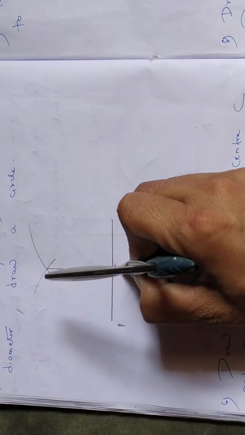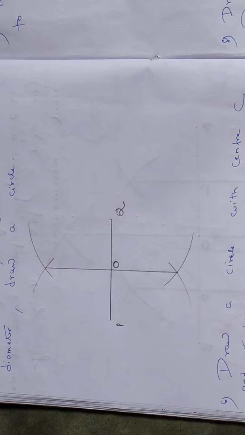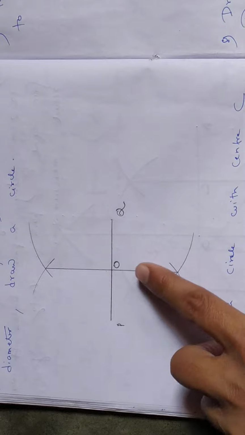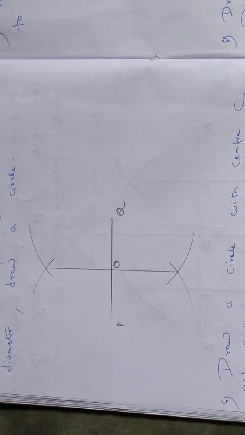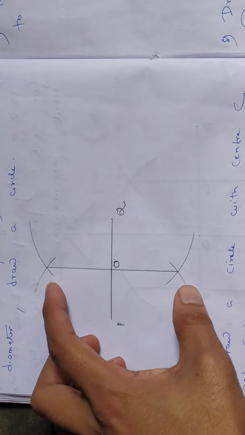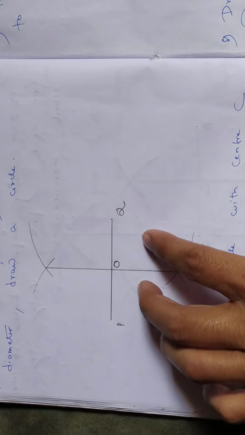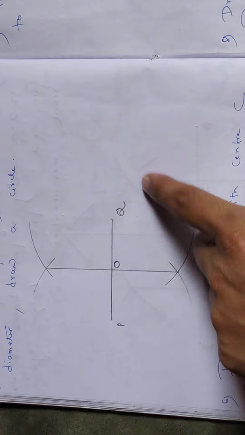This PO or OQ is the radius of the circle. Total line PQ is the diameter, and OP or OQ is the radius. Why does it become a radius? Because we have drawn the perpendicular bisector. So this PO or OP becomes half of PQ.